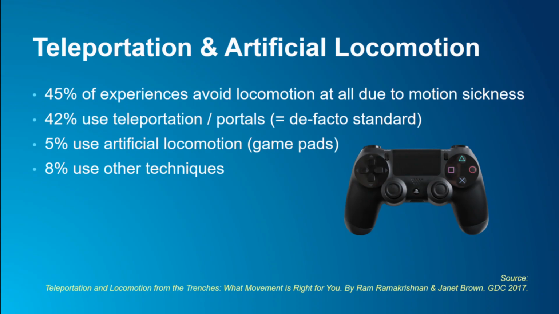So here we actually have numbers. What's interesting is that about half of the experiences avoid moving around. They avoid locomotion altogether because people don't like it. About 40% use teleportation, and only about 5% use artificial locomotion, meaning, for example, they have a gamepad like this Sony one and you move around with it. However, it's really a problem. For example, acceleration is a problem in VR. People don't like to be accelerated, or roll.